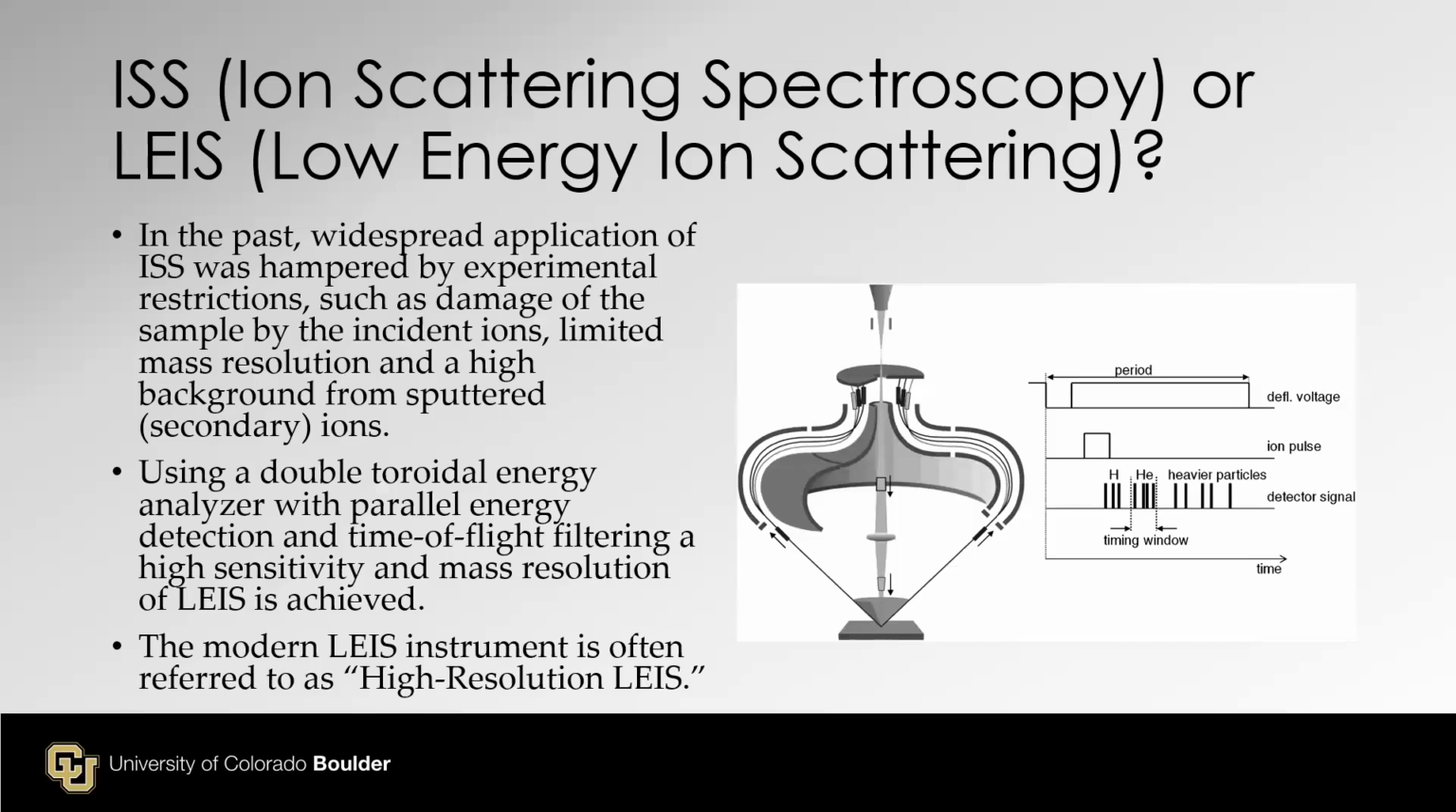The unique thing about our LEIS system is the newly designed energy analyzer. It has this shape here, with parallel energy detection, and it has a toroidal shape. Sometimes a modern LEIS instrument is called high resolution LEIS, so we have to make sure it's not the old ISS. It has much better resolution than the ISS era.